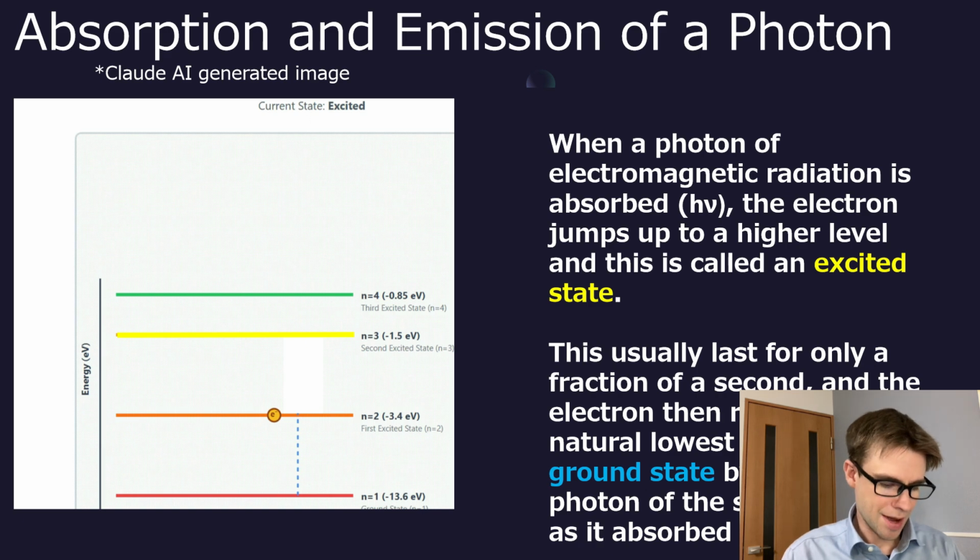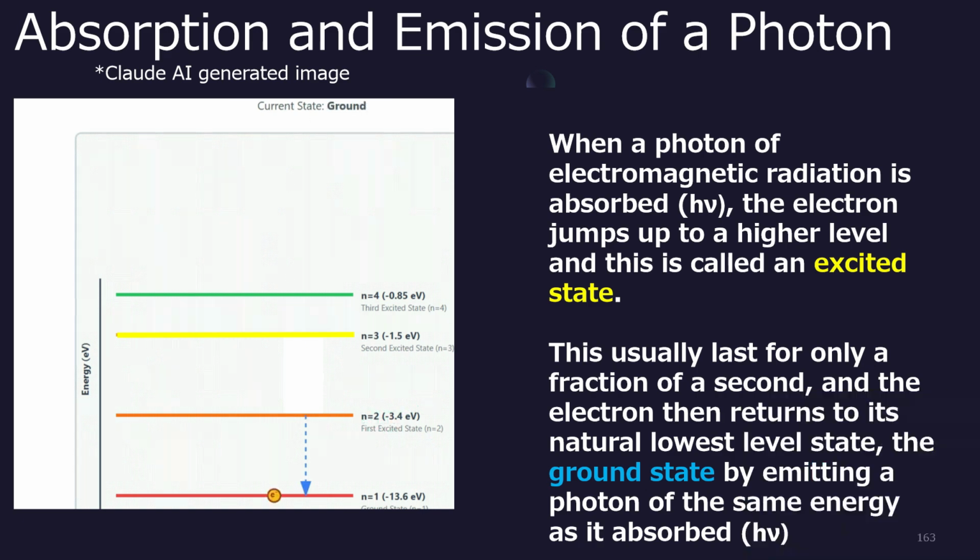So what exactly happens when an electron absorbs or emits a photon? When a photon of electromagnetic radiation is absorbed, h nu, the electron jumps to a higher level, and this is called an excited state. So that's not where the electron normally is in a normal atom. And this usually only lasts for a fraction of a second, and the electron then returns to its lowest natural regular state. That's called the ground state.